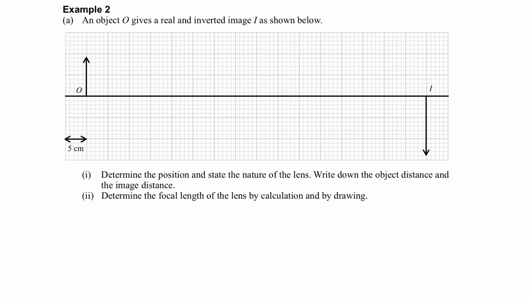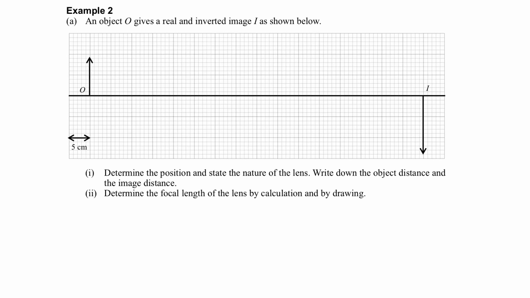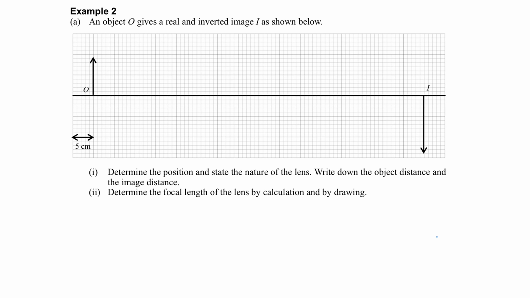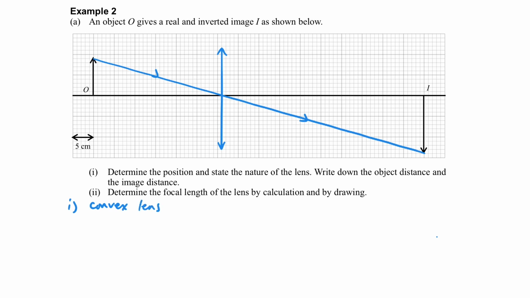And for example 2, similarly, this time we have the object and the image already. So firstly, we will draw the position of the lens by using this way. We can use rule 3 to correctly locate the position of the lens. Why do we know it is a convex lens? Because you can see we have a real image here, so we can conclude that it is a convex lens. And by using the graph, we can also find u and v at the same time.